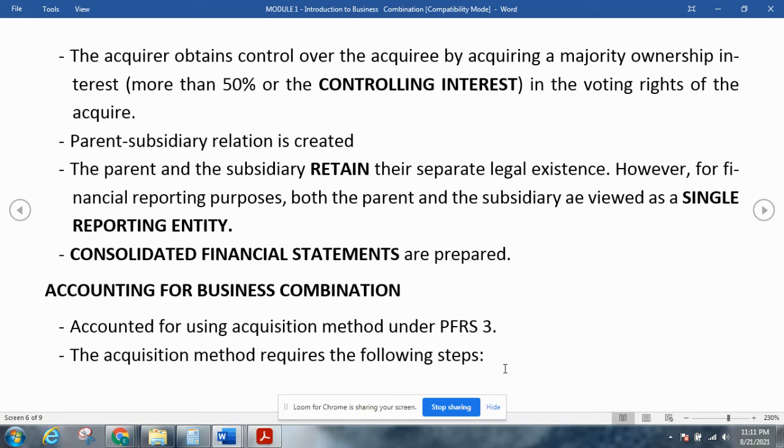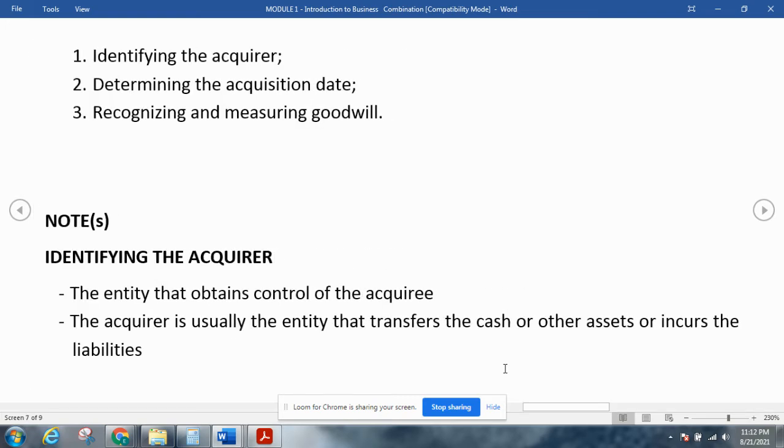Moving on, we have accounting for business combination. This is the focus of this course. Business combination is accounted for using the acquisition method under PFRS 3. The acquisition method requires the following steps. One is identifying the acquirer, meaning who is buying or who will be the parent entity, who will be the majority shareholder.